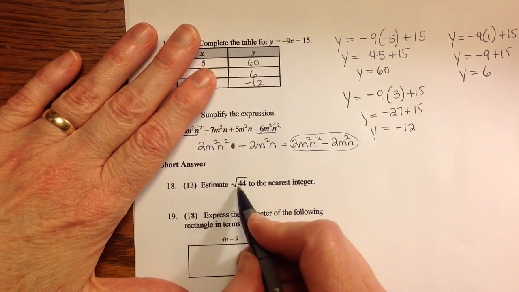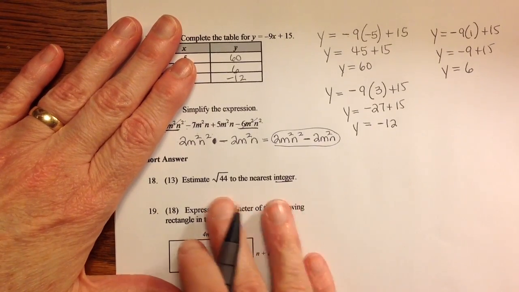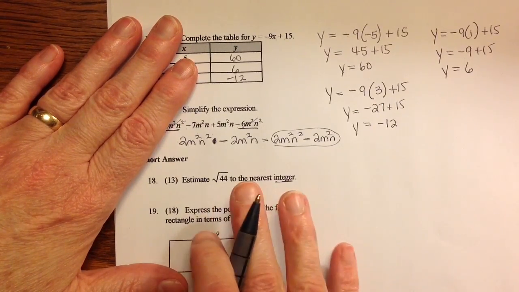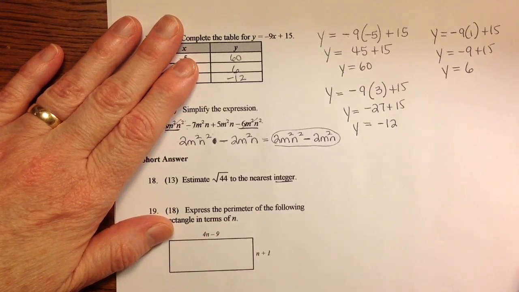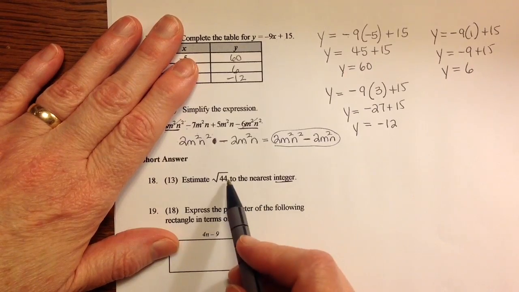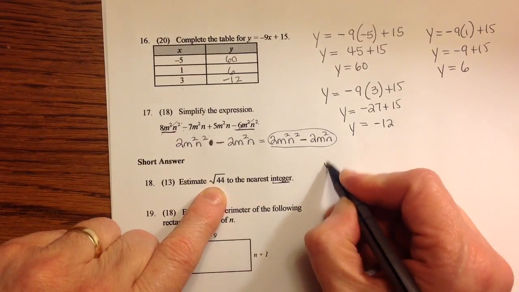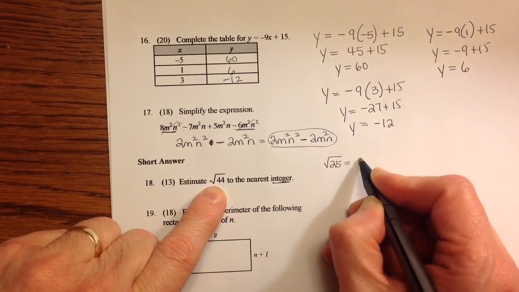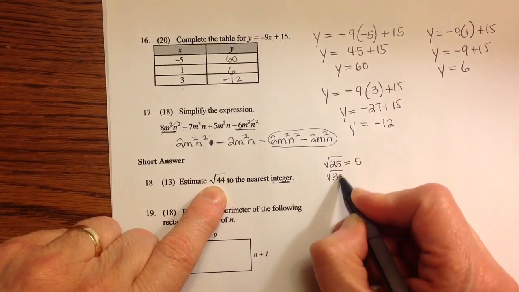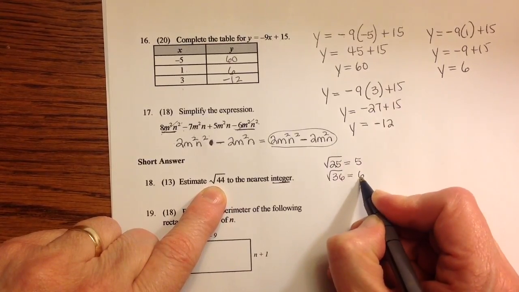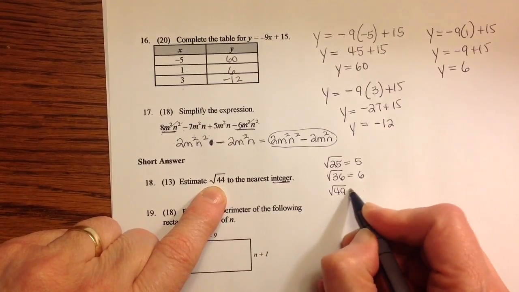Number 18, estimate the square root of 44 to the nearest integer. Well, your integers are, in this case, positive numbers. So we're looking for like 1, 2, 3, 4, 5, 6, 7, 8, and so on, that this would be closest to. Well, let's think about square roots. The square root of 25 is 5. And the next perfect square is 6 squared. So the square root of 36 is 6. And then the next one, 7 squared, is the square root of 49.